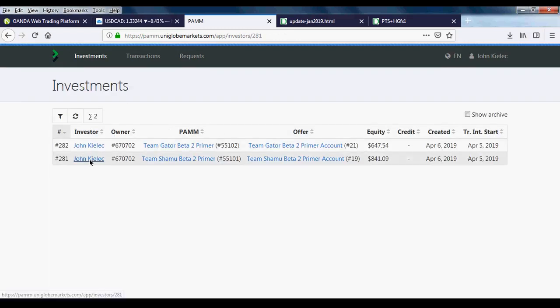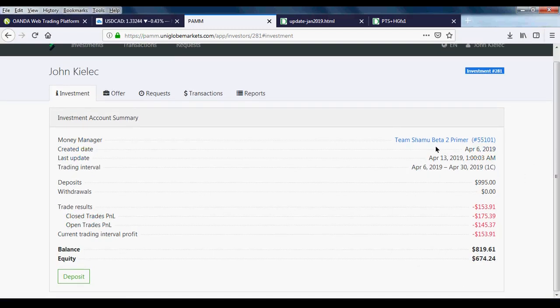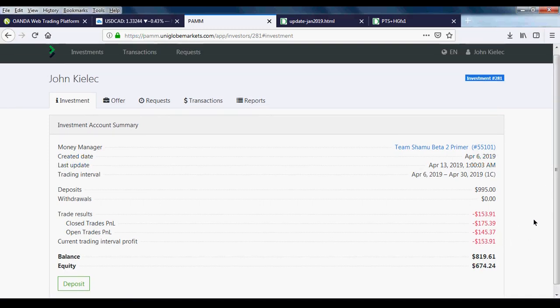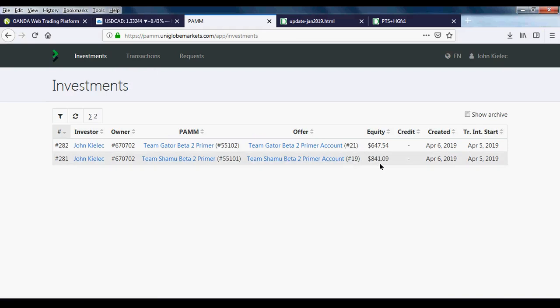Okay, so we go on the second one. What is this? Team Shamu, and that same thing. Both of these traders, that's a lot of money lost. For like a $2,000 account, we end up with, well, it's still not bad, $1,500, over $500 in loss. So that's like 25% of our trading account. That's huge. That's beyond my standards.